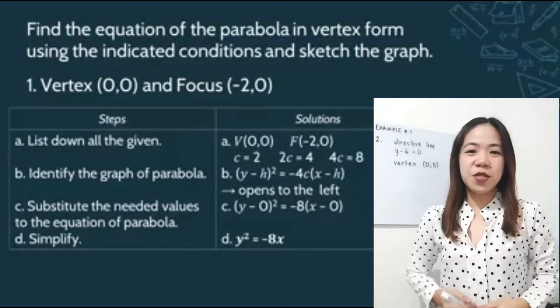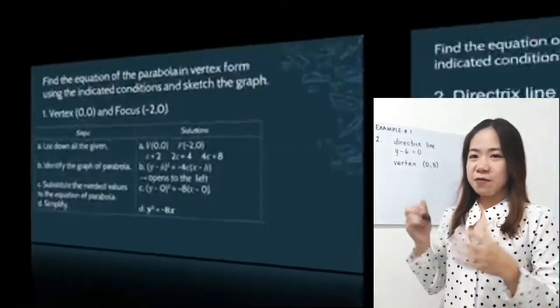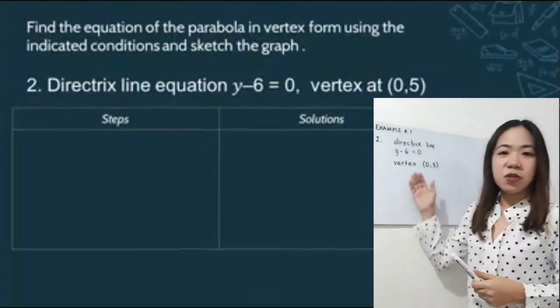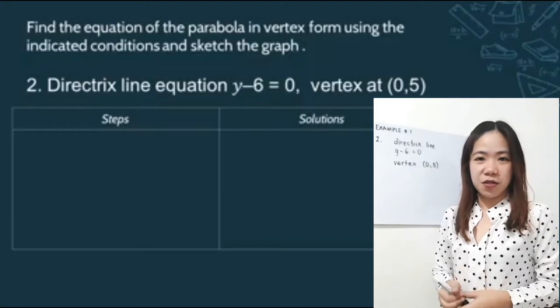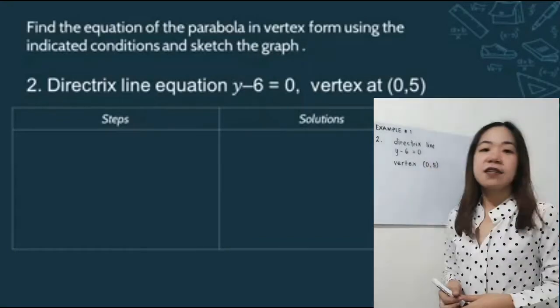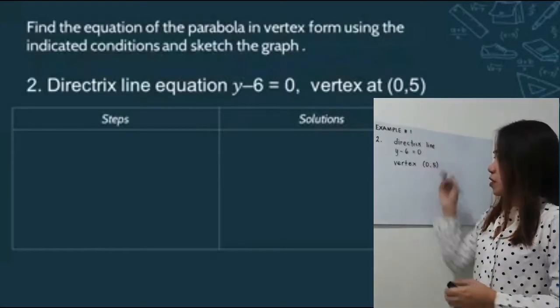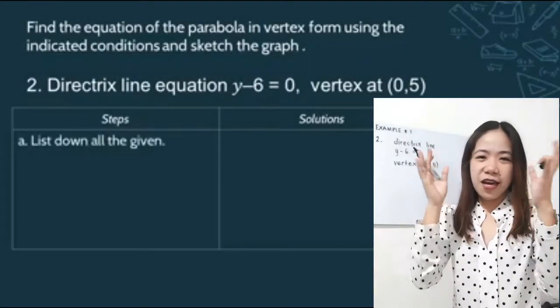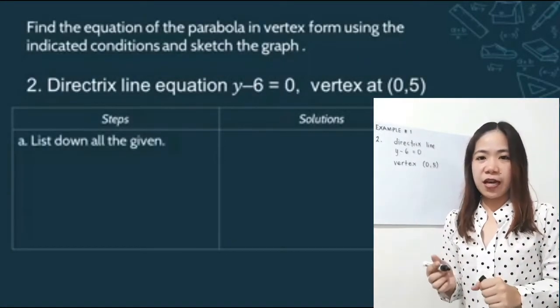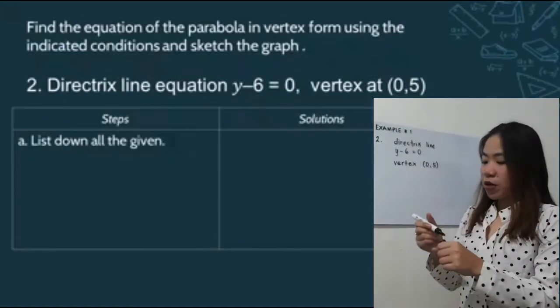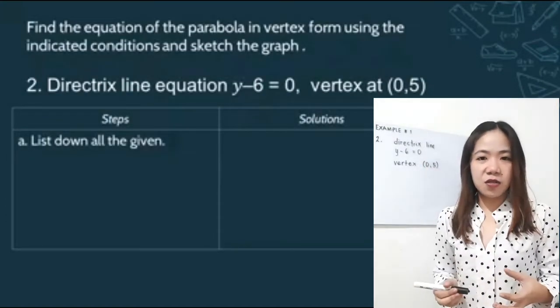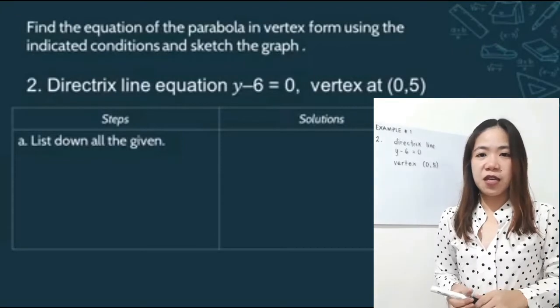Okay, so let's now proceed with example number 2. We have the given, the directrix line, which is y minus 6 equals 0, and then the vertex at (0, 5). So first, since we already have this, we can actually have an idea of what the graph looks like. Now, remember that the directrix line is described as a line outside the curve of the parabola.